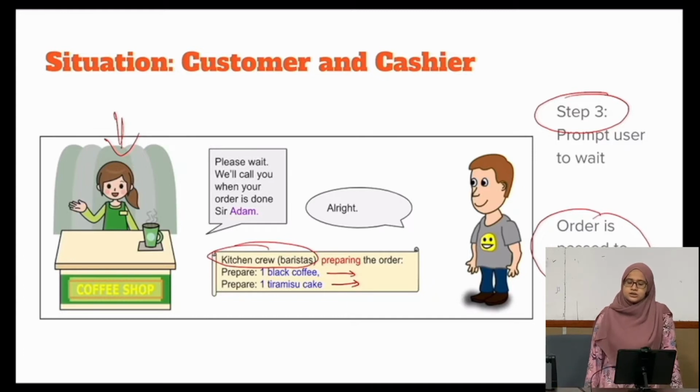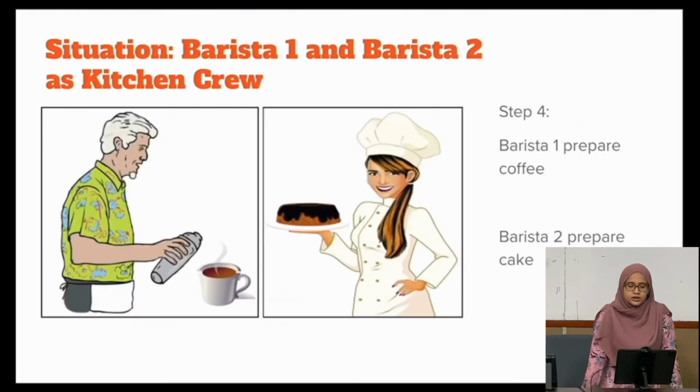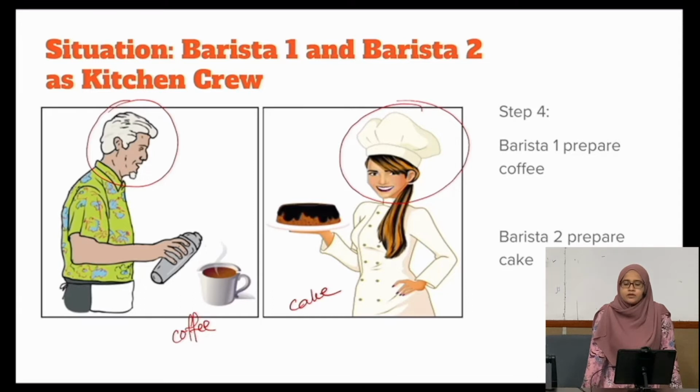Right? So this is the character of kitchen crew here. As you can see, there are two figures. Okay, can you guess what they are doing? Yep, they are making the coffee and preparing the cake. Okay, so there's no conversation here. They're just doing their job, in which in step 4, barista 1 prepares coffee and barista 2 prepares cake.